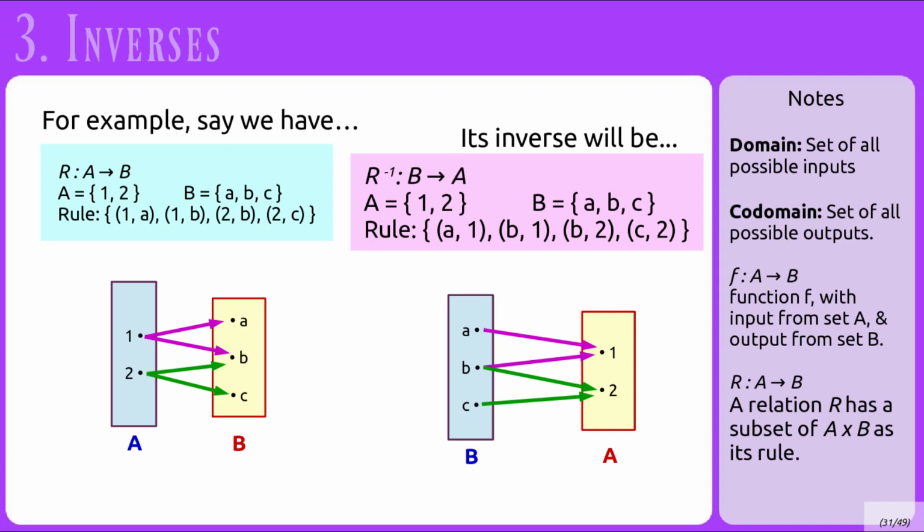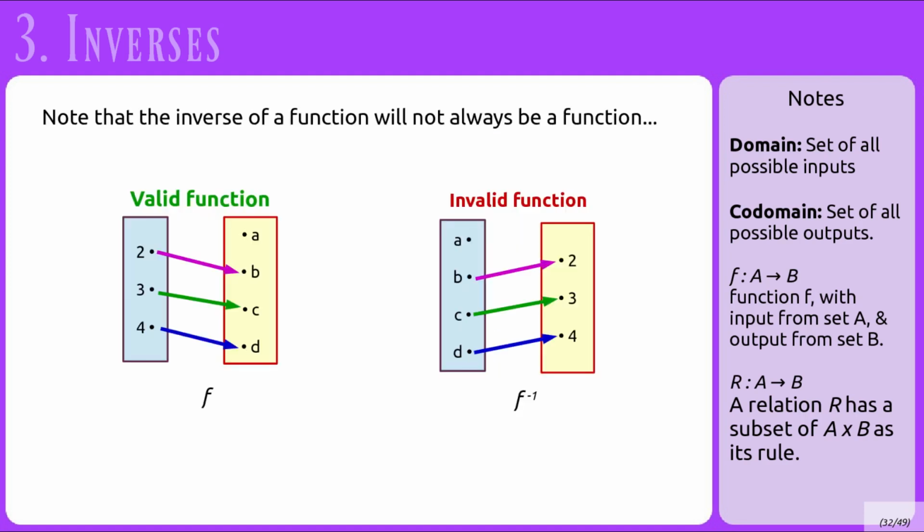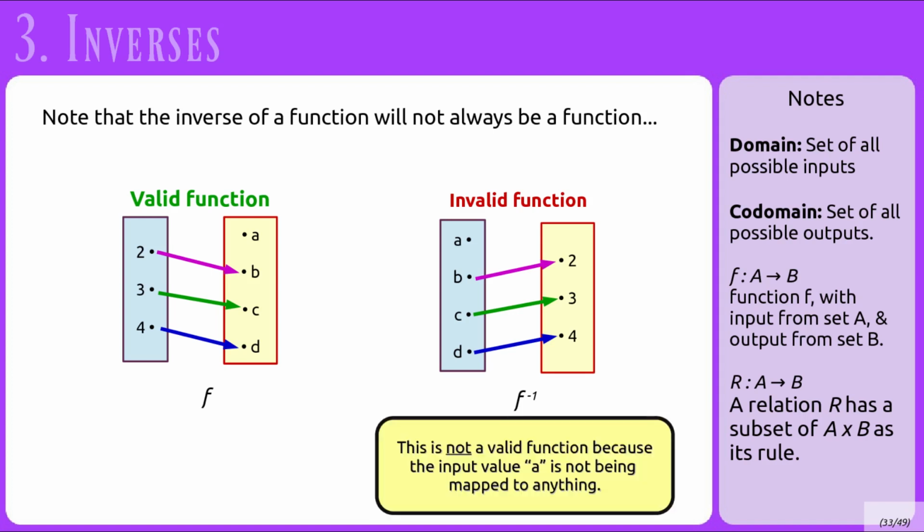Notice also that I keep drawing the domain on the left side and the codomain on the right side, so in this case, for the inverse, the set B is diagrammed on the left as the domain. Also keep in mind that the inverse of a function will not always also be a function. So for example, in the case where we have an element in the codomain not being pointed to, this could still be a valid function, but when we invert it, that element from the codomain becomes an element of the domain, and so the inverse is not a valid function.